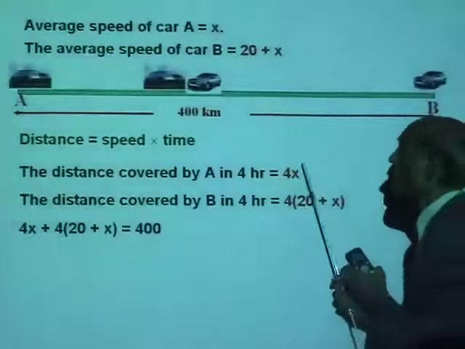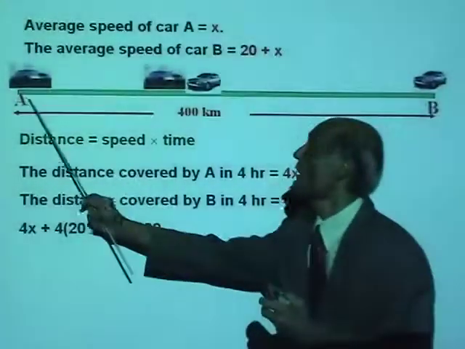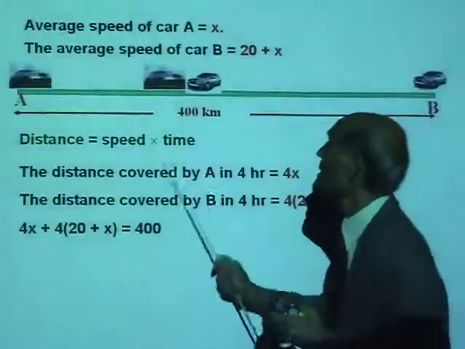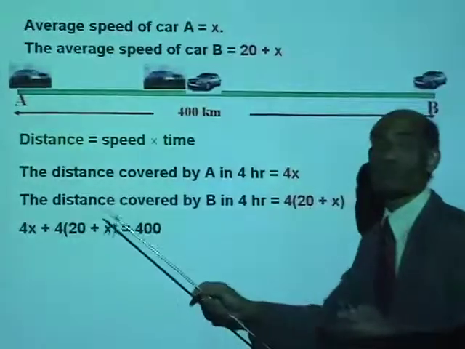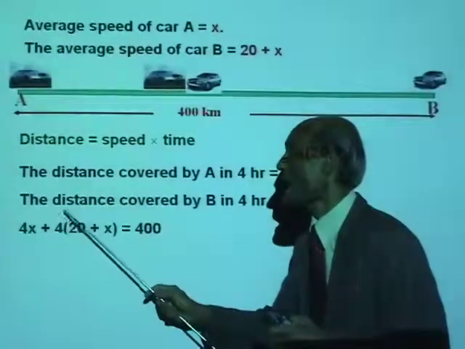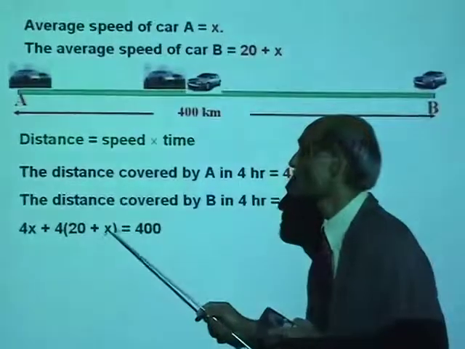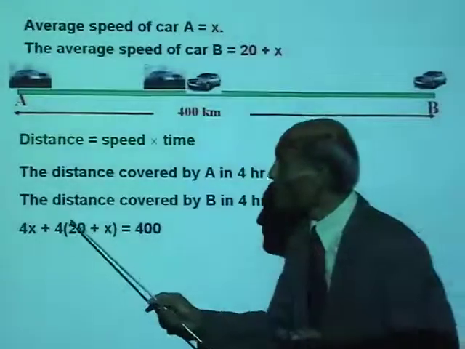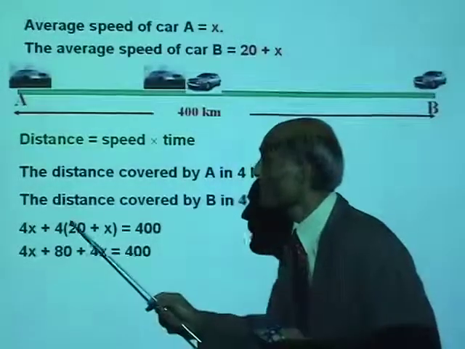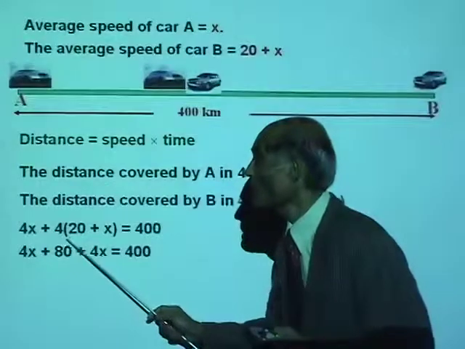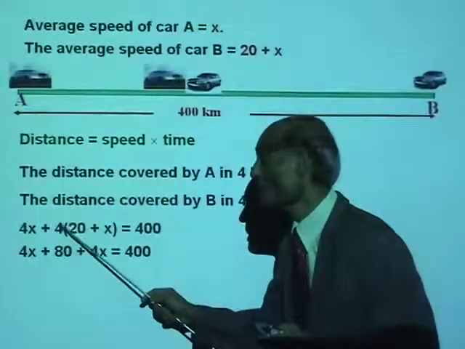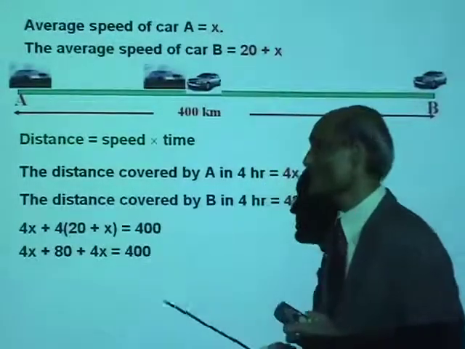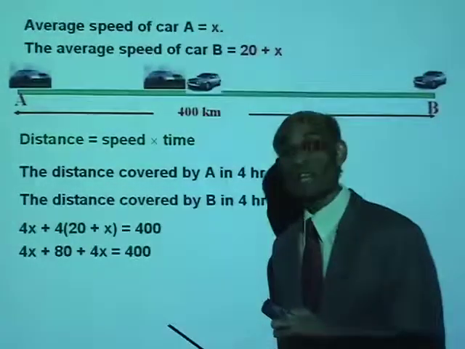And now, if you add the distance covered by A to the distance covered by B, you must get 400. That is 4x added to 4 times (20 plus x) equal to 400. Now what is the next step? Distribute this 4. That will be 4x plus 4 times 20 is 80, 4 times positive x is plus 4x, equal to 400. What is the next step?